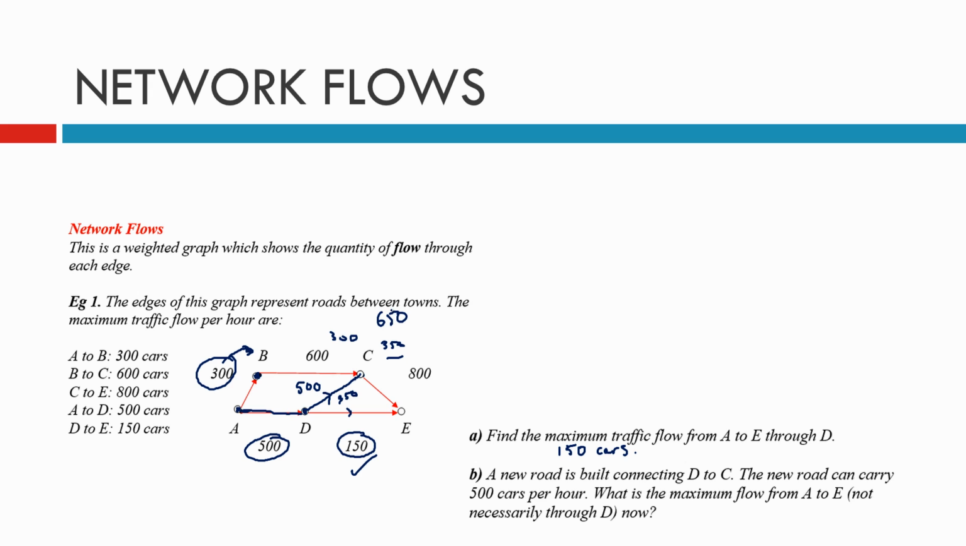And we can take 800 cars from C to E in the whole hour. We've only got 650 sitting there, so we can take those 650 sitting there as well. So 650 there, plus the 150 coming from D, we have 800 cars that we can get to E every hour.